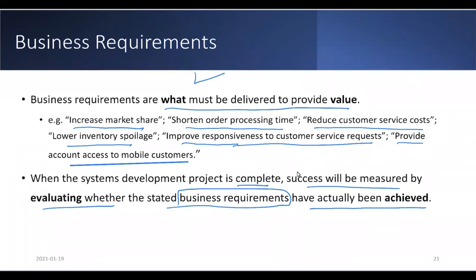So what do we see in a business requirement? We see what must be delivered to achieve the goal, or to have a value. Some of those might be increasing revenue, some might be reducing processing time, some might provide customer satisfaction. So these are the values that the system must be developed to achieve those goals.